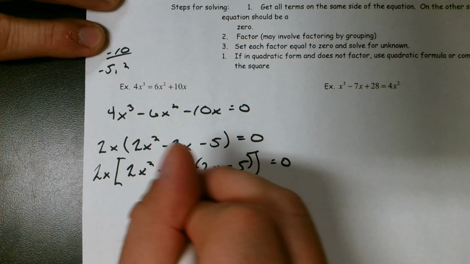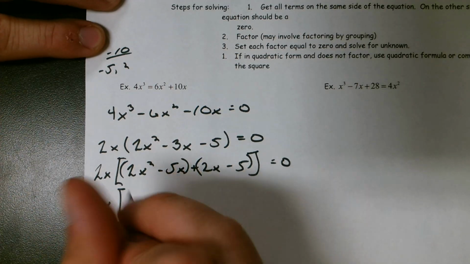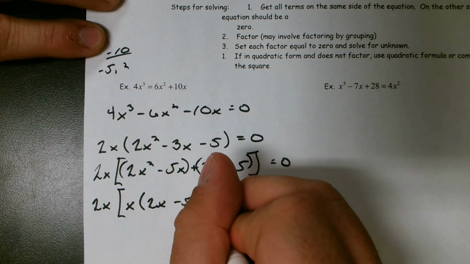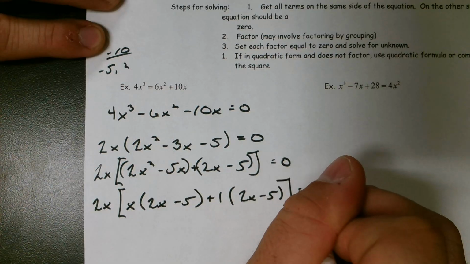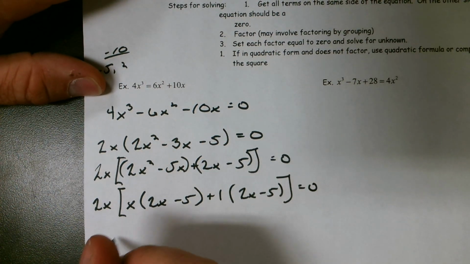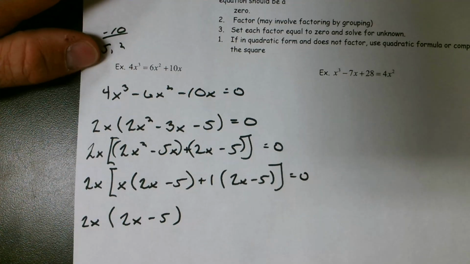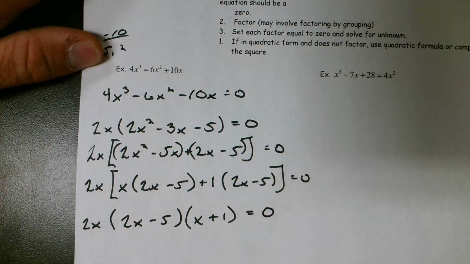And now it's just time to group. So 2x squared minus 5x, we can pull out an x, leaves us with a 2x minus 5. And we can pull out a 1, which leaves us with a 2x minus 5. Now we can pull out a 2x minus 5. And that's going to leave us with an x plus 1. And notice now we are in a completely factored form. What we call this is a product of linear factors.